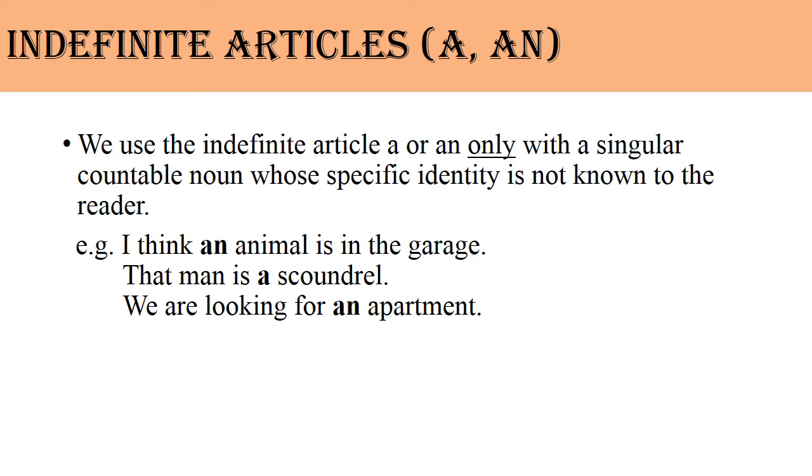We use the indefinite article a or an only with a singular countable noun whose specific identity is not known to the reader. Example: I think an animal is in the garage. That man is a scoundrel. We are looking for an apartment.